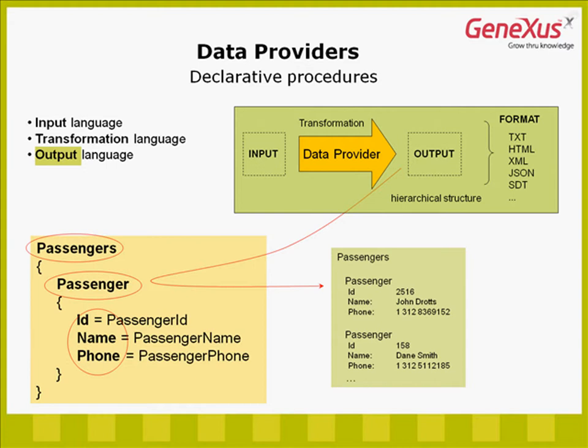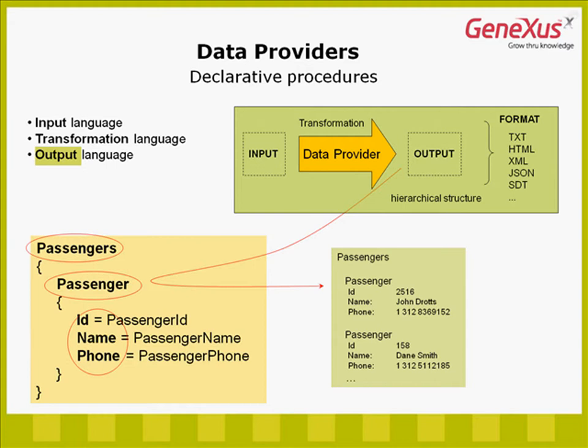If we look at this image, we can see that a data provider will allow us to transform a set of input data and will be able to display its output in one of these formats. Specifically, we'll be able to display it through an SDT, which is the structure we need in order to load our image gallery user control.